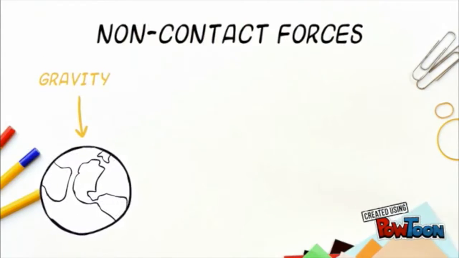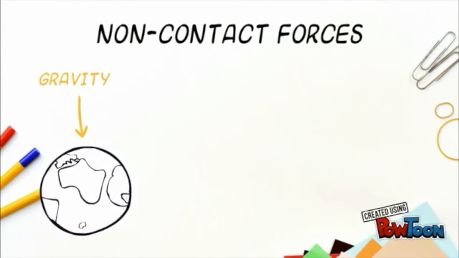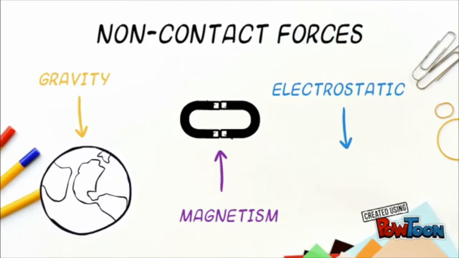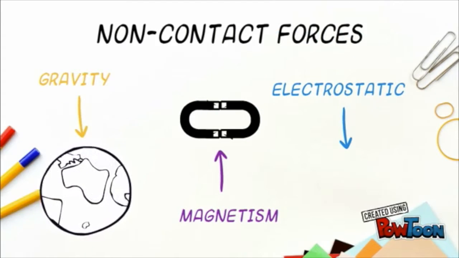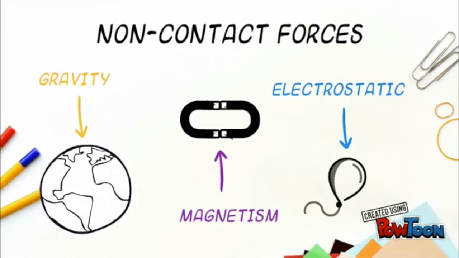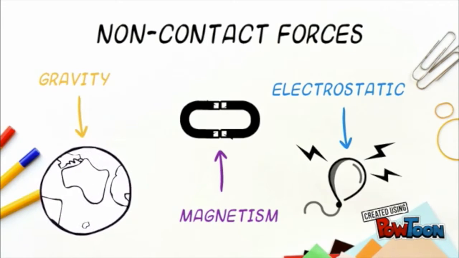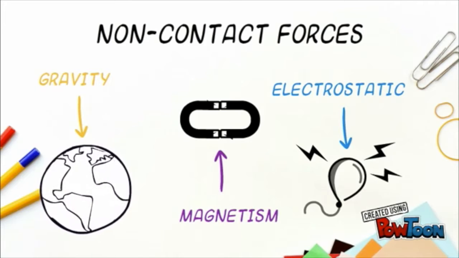Gravity is the force that pulls objects towards the earth. Magnetism is the force that pulls magnets and metal together. Electrostatic force is the force between electric charges. An example of this is rubbing a balloon and watching things like hair and paper move towards the balloon without them touching.